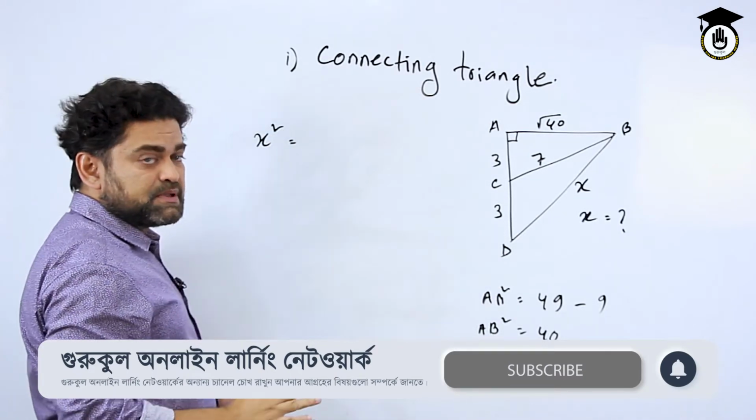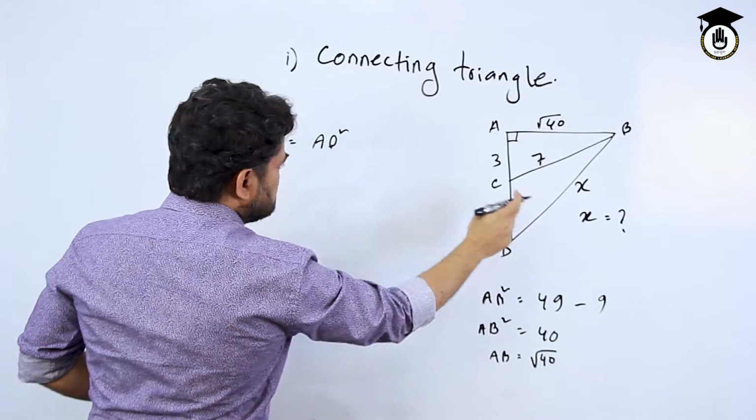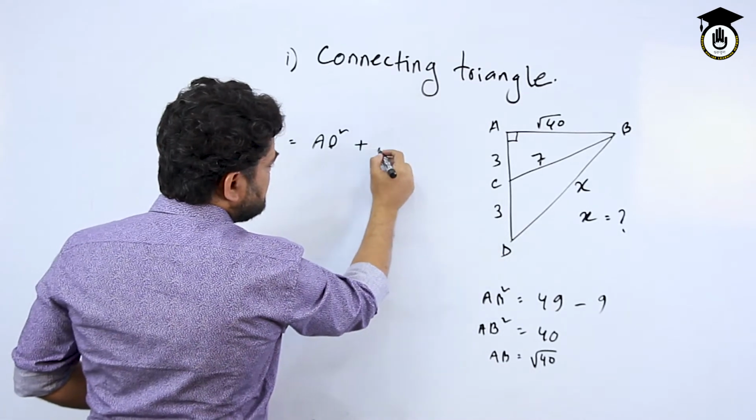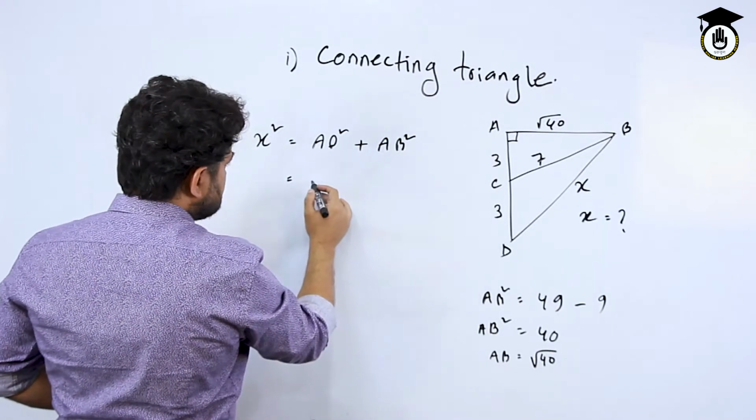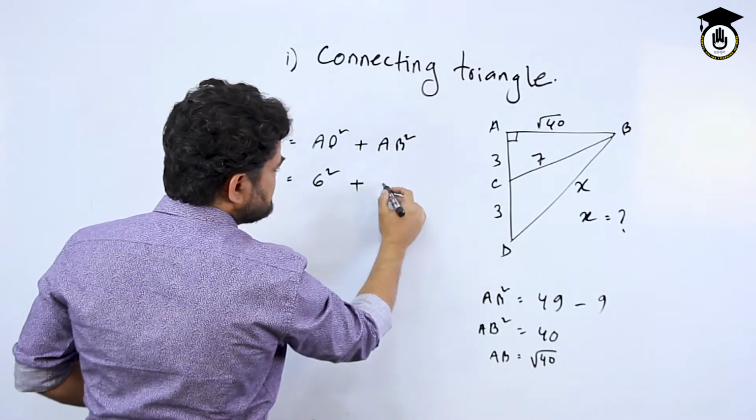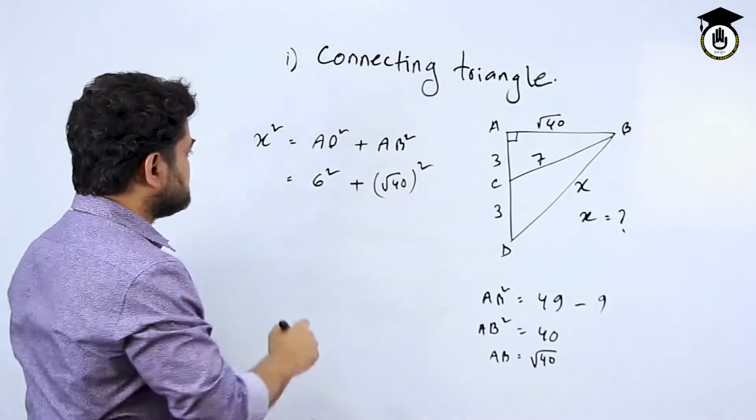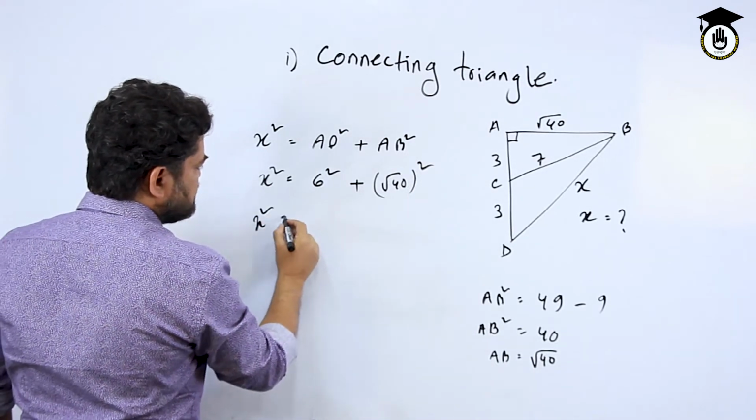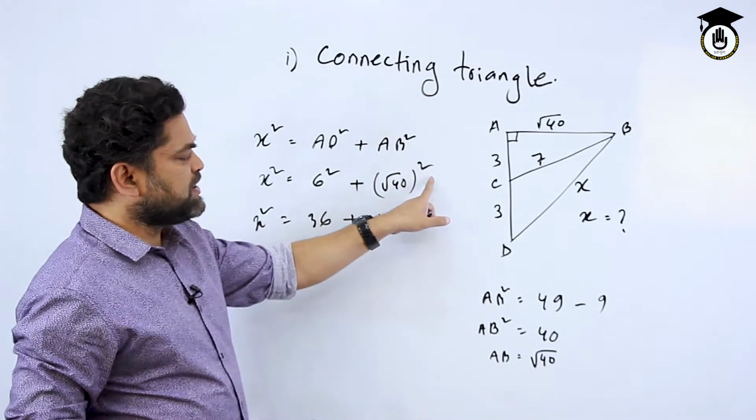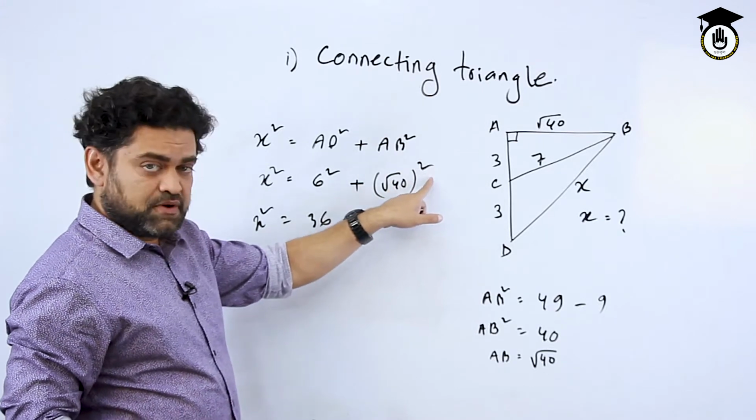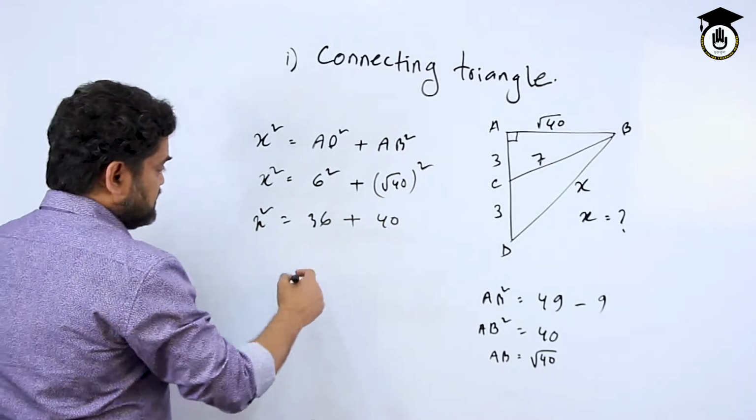I hope you understand the Pythagoras rule up to now, so I will not explain these things again and again. Hypotenuse square is equal to AD square plus AB square. So AD is 6, 6 square plus AB square means root 40, which I'm also squaring from the Pythagoras rule. And here is X square. So X square is equal to 36 plus 40, because a root is a half power, and if you square it, it will cancel out. I'm not showing it separately. I hope you understand.